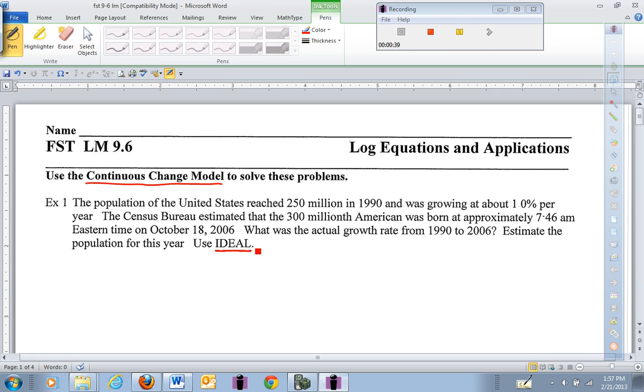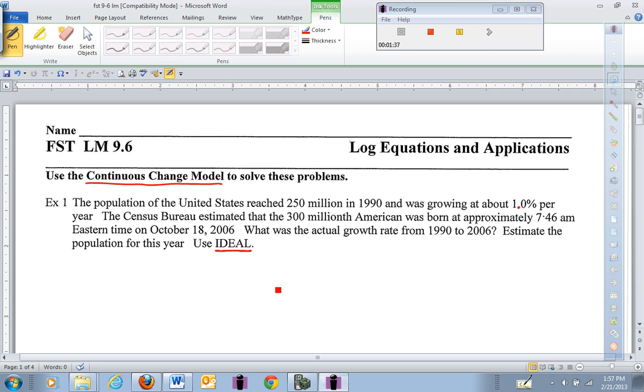The first problem says the population of the United States reached 250 million in 1990 and was growing at about 1.0% per year. The Census Bureau estimated that the 300 millionth American was born at approximately 7:46 a.m. Eastern Time on October 18, 2006. We want to know what was the actual growth rate from 1990 to 2006, and then we want to estimate the population for this year.